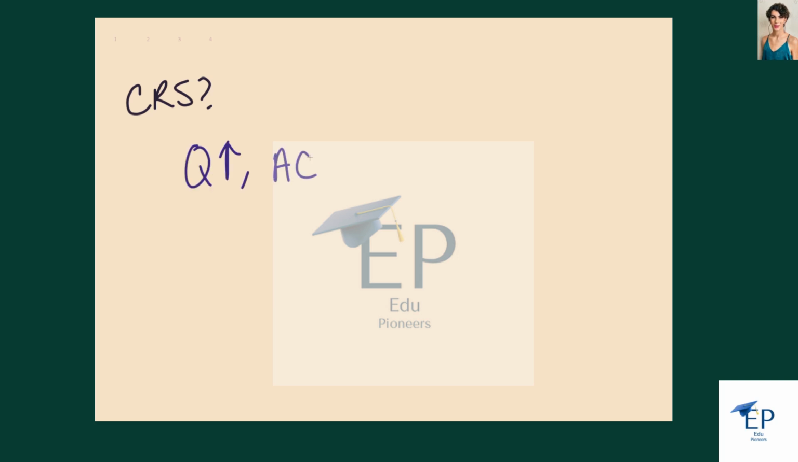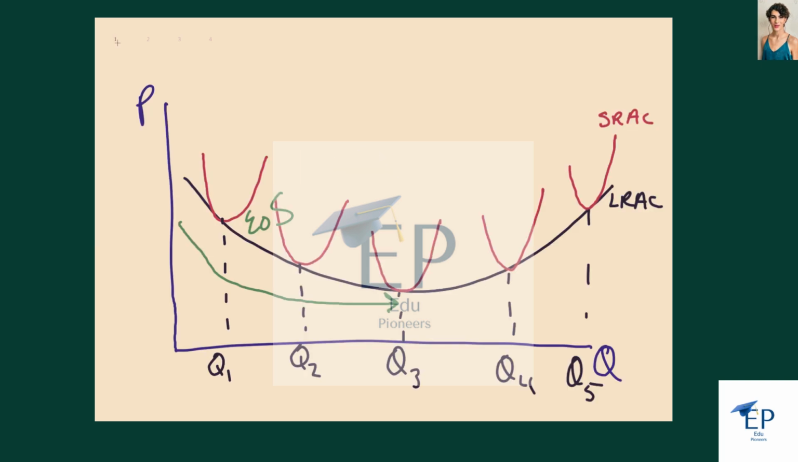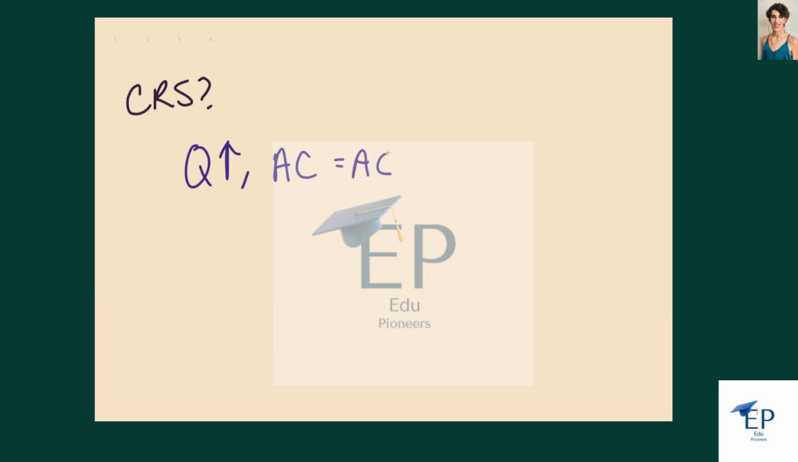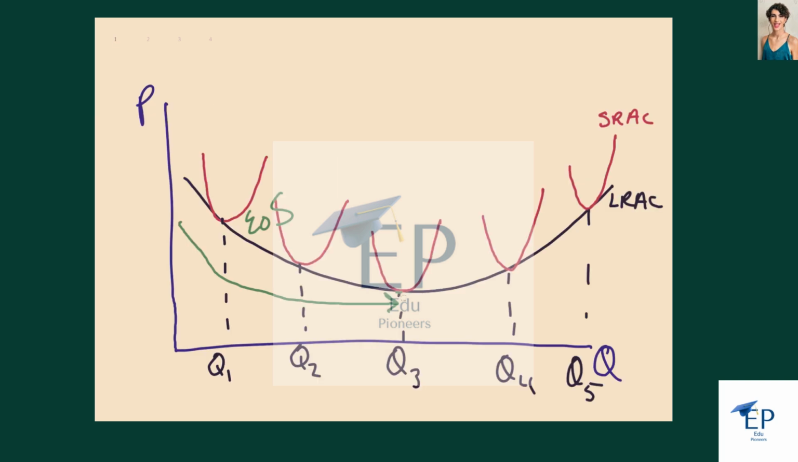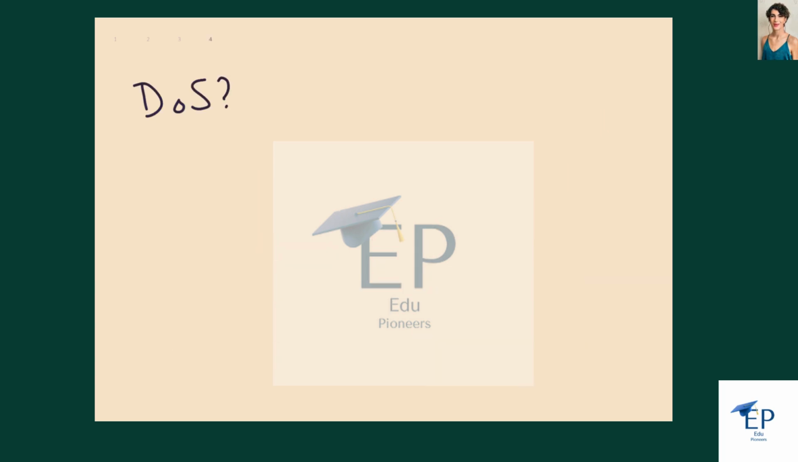Now, constant returns to scale is when, as quantity increases, the average cost does not change. The average cost is the same. And this happens right here when there is no change in the amount of quantity. It's at the minimum of our long-run average cost curve.